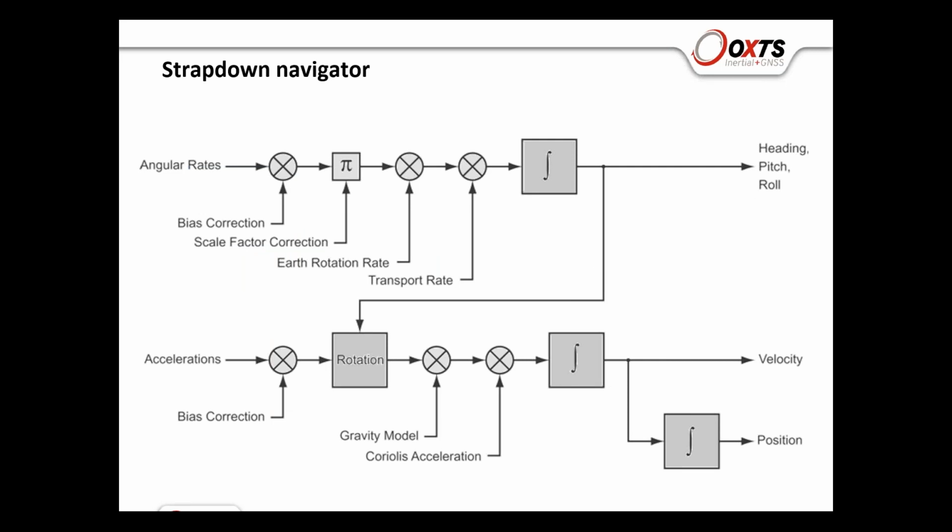So we use the strap-down navigator to process the measurements further. It applies the corrections from the Kalman filter to the angular rate inputs. It also corrects for earth rotation and transport rates. It then integrates the angular rates to give the heading, pitch, and roll. The accelerations are corrected for bias and rotated using the heading, pitch, and roll. Gravity and Coriolis accelerations are removed. Then the accelerations are integrated to give velocity and integrated again to give position. All the integrations have the corrections applied by the Kalman filter, so we've corrected for any drift that occurs.